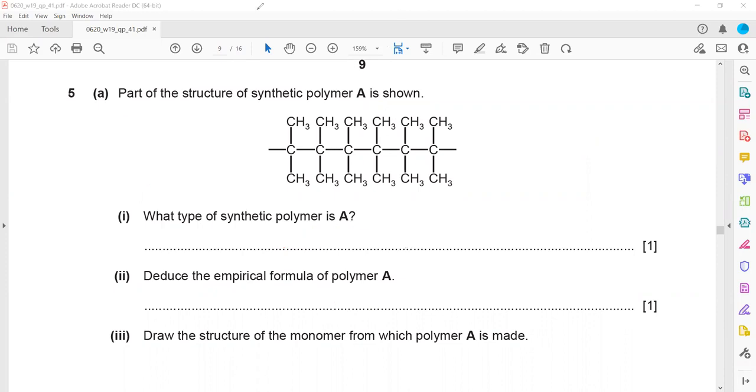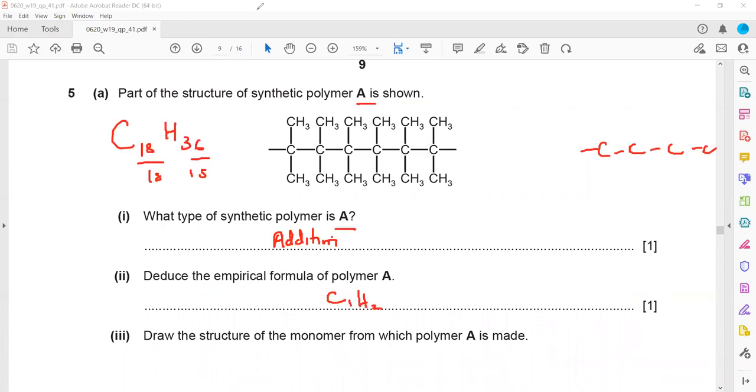Because the empirical formula shows the simplest ratio. We will count the carbon, it's 18. Total number. Sorry, I thought 3 was also carbon. No, this is hydrogen. Okay. You count the total number of carbon and total number of hydrogen to work out the empirical formula. And after getting the total number, find the simplest ratio, and you will get the empirical formula.